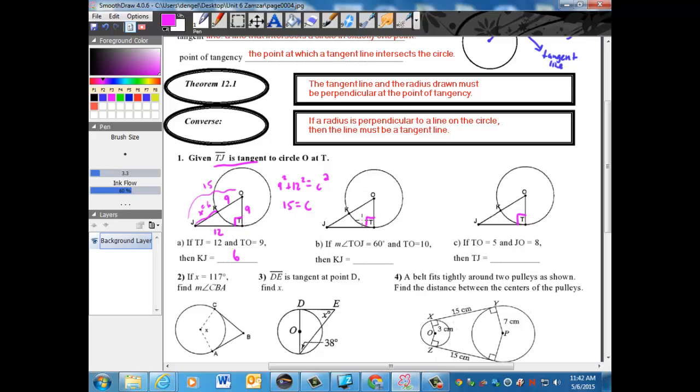Next we have measure angle TOJ is 60 degrees. That means with this 90 I can put 30 degrees here. We're told that TO is 10, so OK is going to be 10. Those are both radii. And we're asked to find the length of KJ again, which would be this amount here.